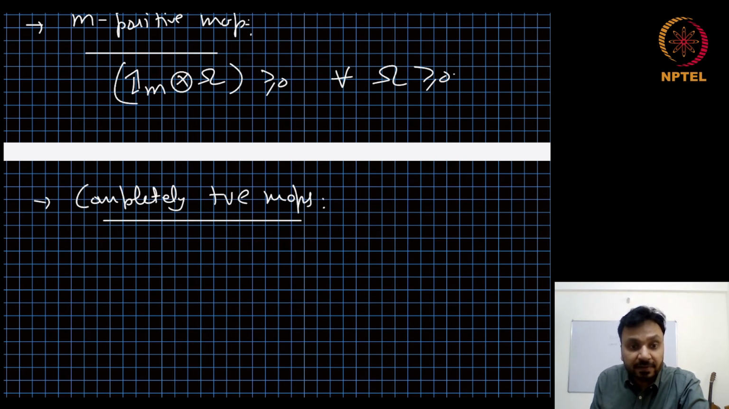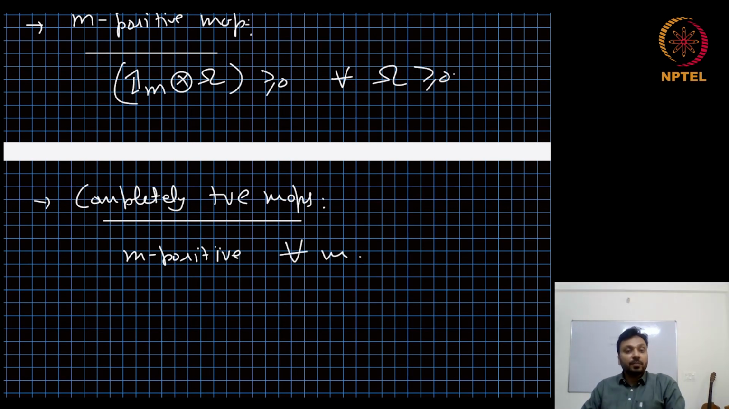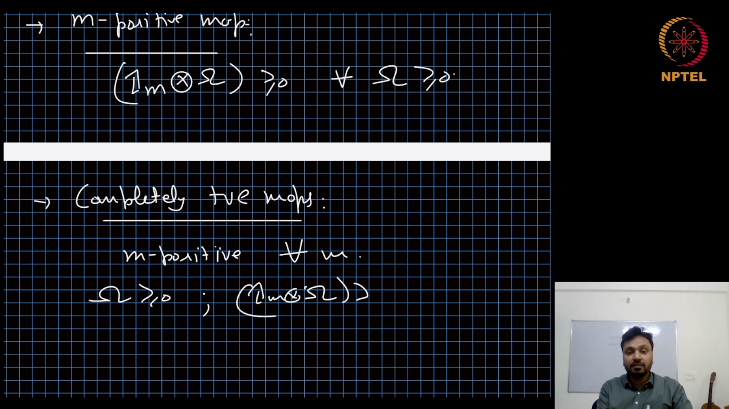A completely positive map is an M-positive map for all M. If we have a map omega which is positive and it is M-positive for all the values of M, then it is a completely positive map. So let me repeat: if we have a map omega which is positive and I_M tensor omega is also positive for all M, then it is called a completely positive map.